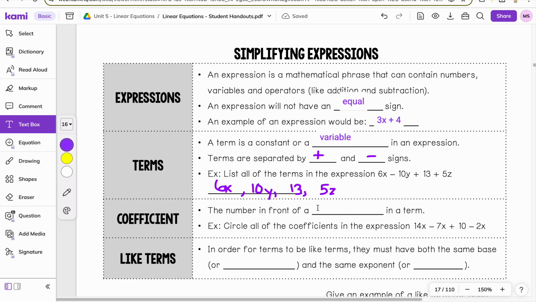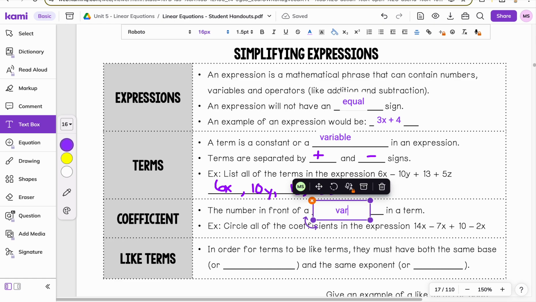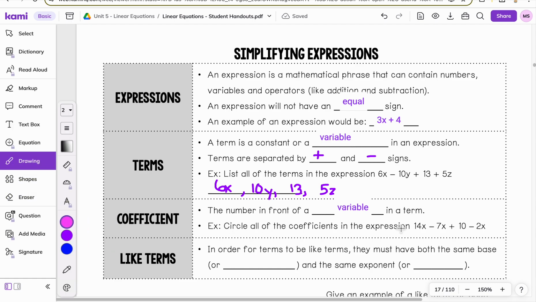The number in front of a variable is known as the coefficient. So if we are circling all of the coefficients in this expression, 14 is a coefficient because it's in front of the variable. 7 is a coefficient. It's in front of the variable. 2 is a coefficient. It just means the number that is in front of the variable. The coefficient is being multiplied by the variable.